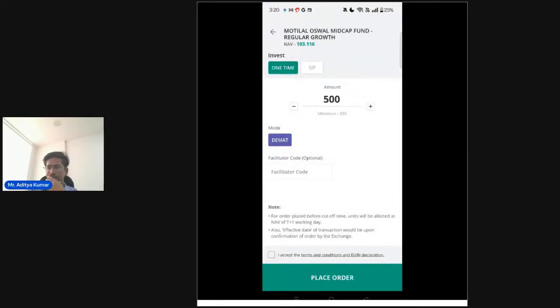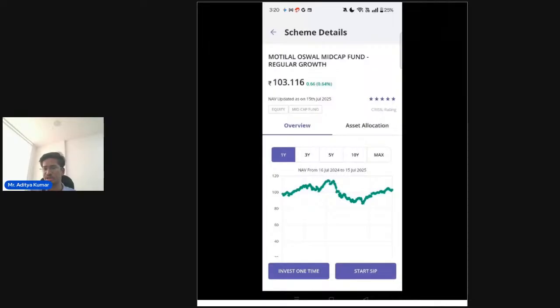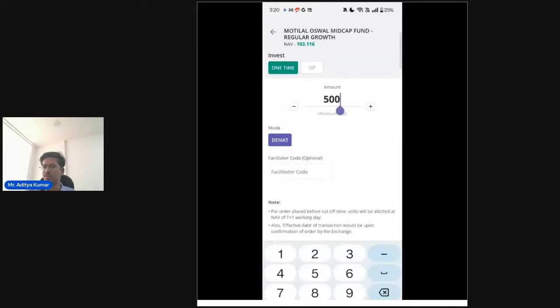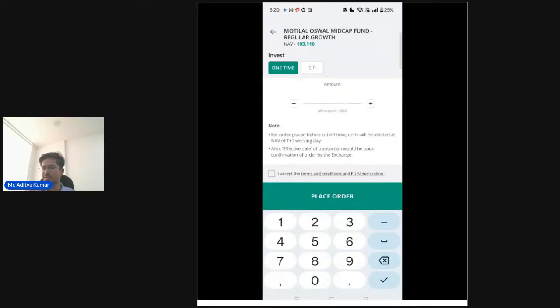So here you can see the minimum amount to invest in this fund is 500. Once you pick the fund, click on this Invest One Time button, as you can see at the bottom of the screen of this fund. Then enter the amount. Let's say I want to do a 500 investment. If this is the minimum, I could also invest 10,000. Just enter your amount in this.